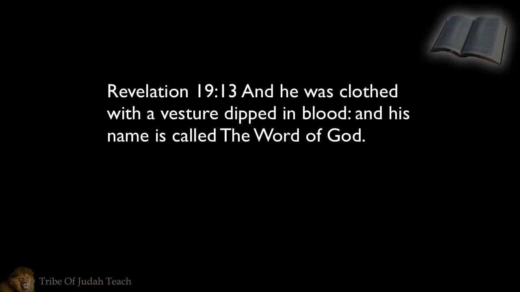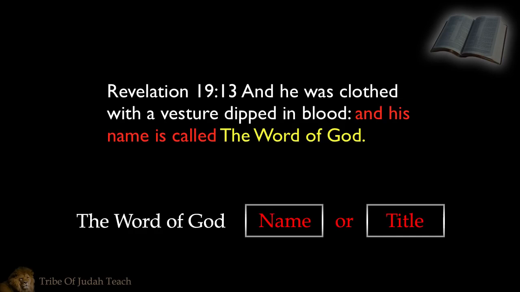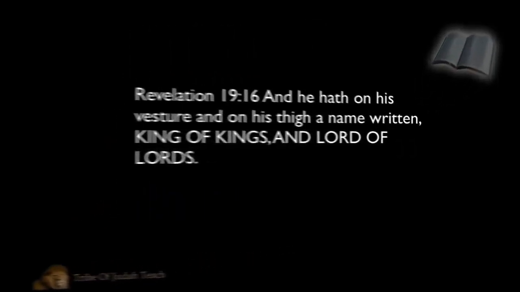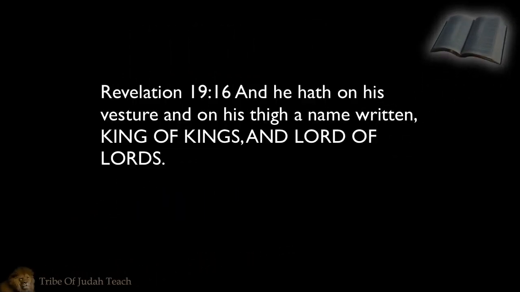Verse 13, it says, "And he was clothed with a vesture dipped in blood, and his name is called the Word of God." Again, it says his name was called the Word of God. Is that a name or a title? It's a title. It's not a personal name. It's a title that he possesses. Watch this. Let's go down to verse 16.